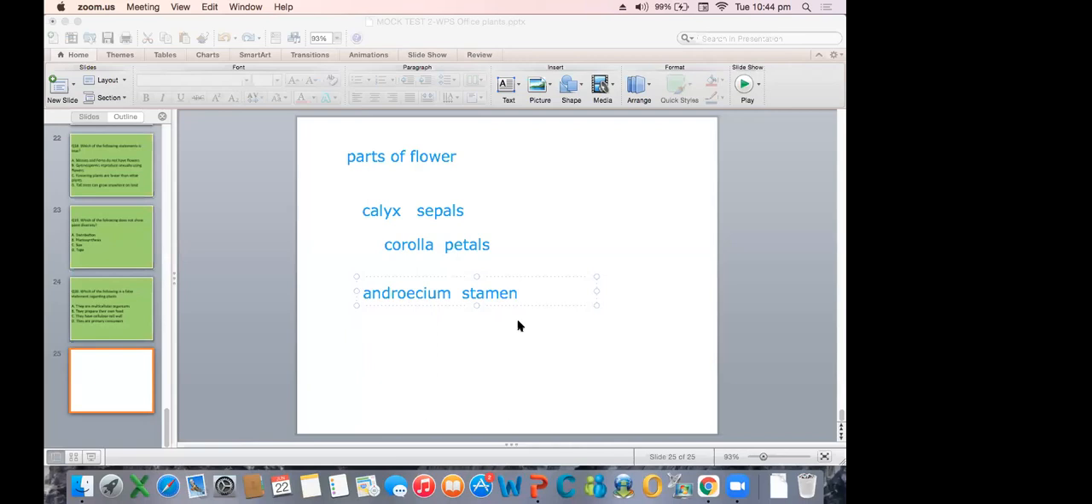Then the last part of the flower is called the gynoecium, or we can also call it the carpel or pistil. And it comprises the ovary, stigma and style. Clear, everyone?